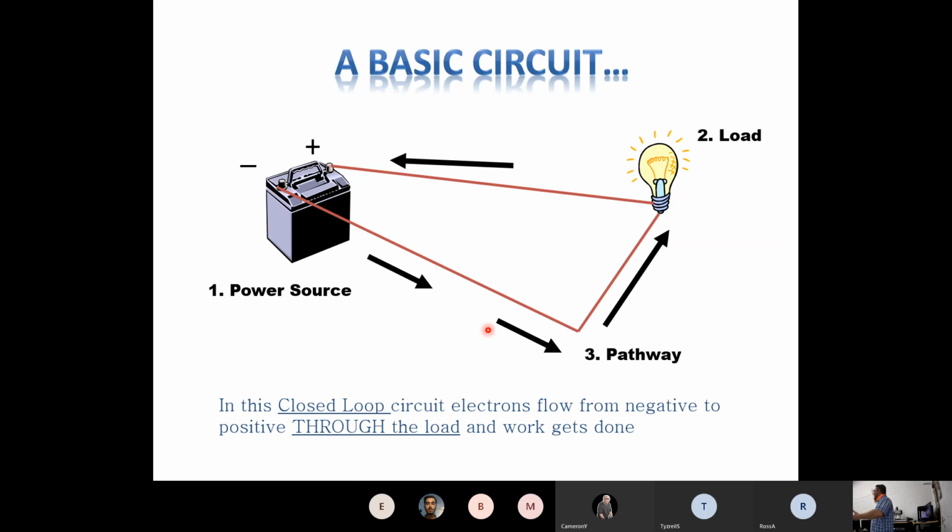I would write this is a closed loop, and electrons flow from negative to positive. That's all I would write. Okay. However, I'm not going to wait for him to finish writing because by now y'all should have that.